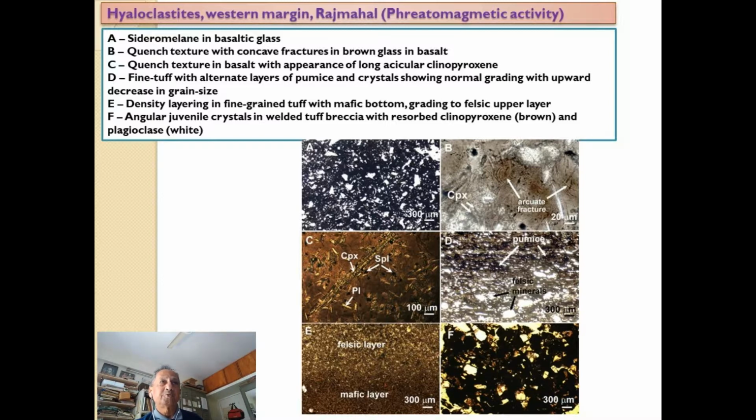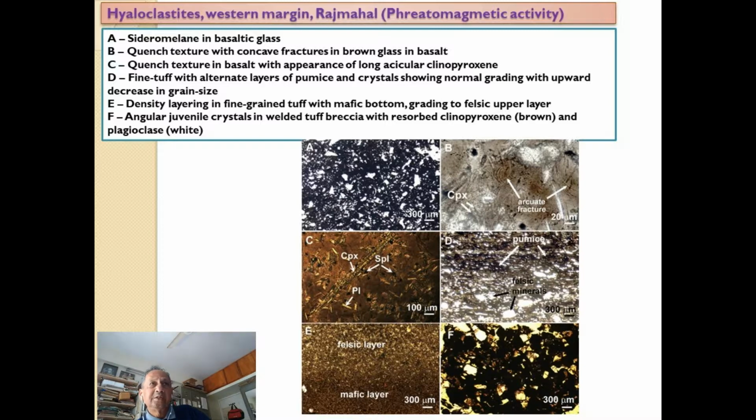One is the formation of sideromelane, A. Second is the quench texture with concave fractures in brown glass of basalt, and the third is the formation of long acicular pyroxene in basaltic groundmass. The whole thing is basalt, and you get long pyroxene as a result of quenching.